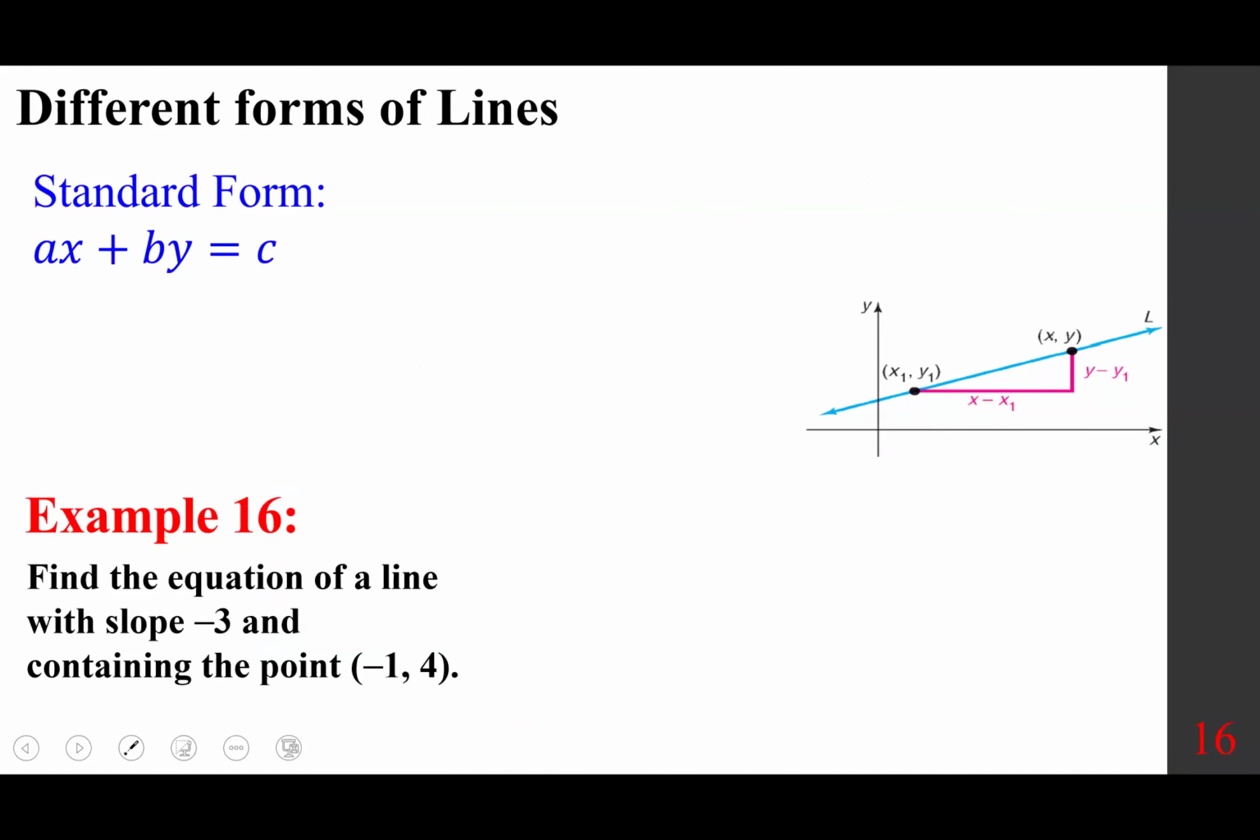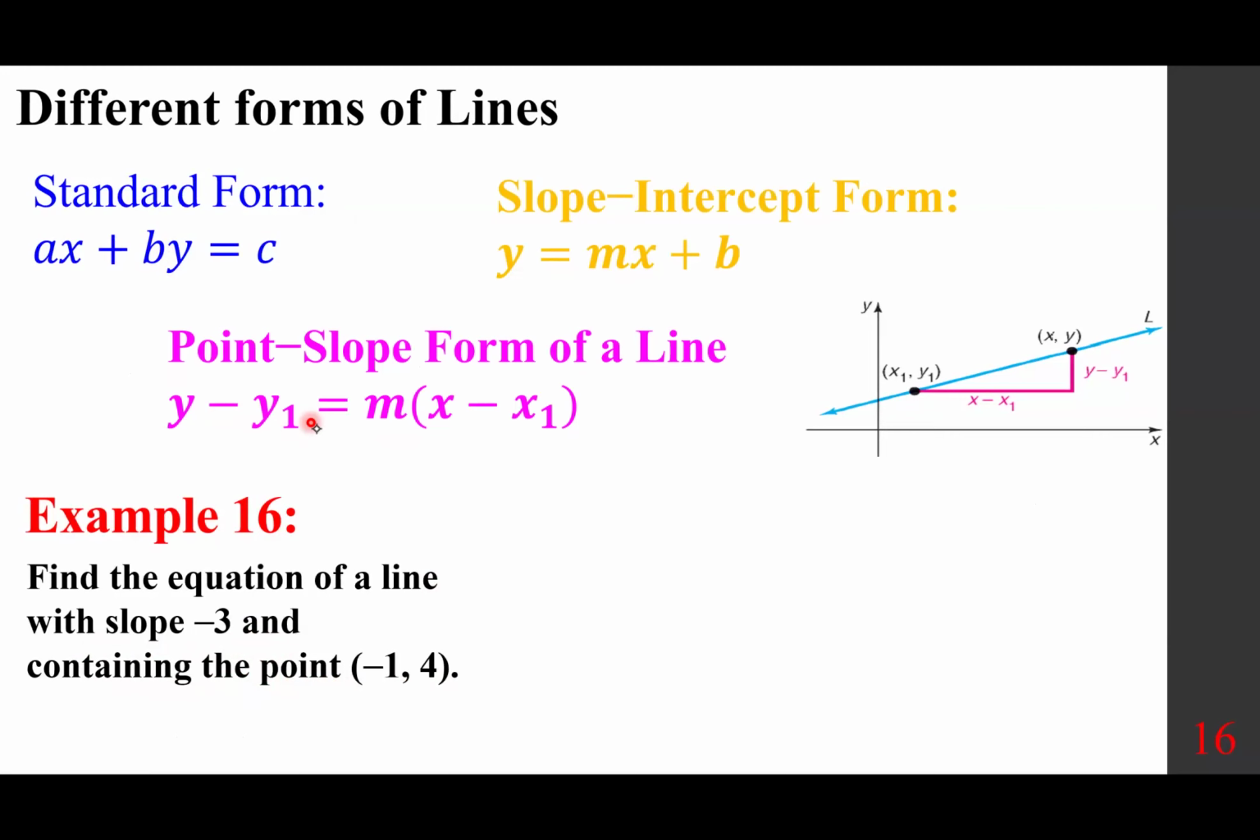Different forms of a line. Everybody remembers the standard form, ax plus by equals c. So we want to find the equation of a line with slope of -3, and it contains the point (-1, 4). Here's the standard form everybody remembers. Here's the slope-intercept form, y equals mx plus b, which means, just for the sake of argument, you solve this for y. And here's the point-slope form, y minus y1 equals m times (x minus x1). So, various formats.